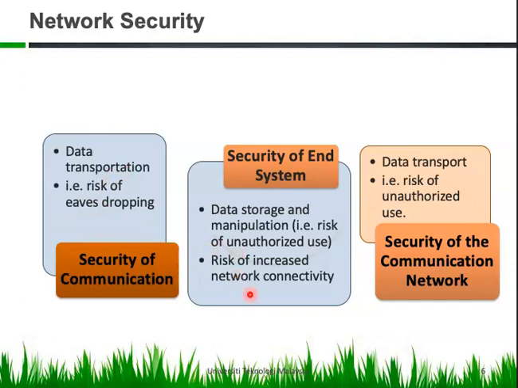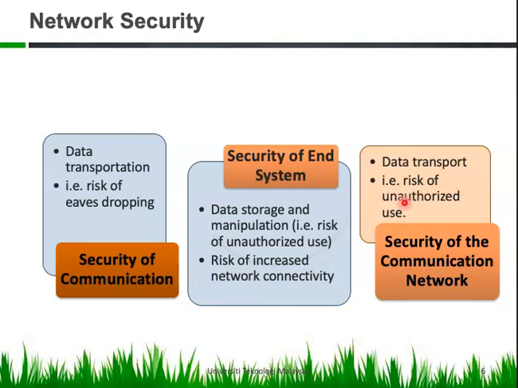Another one is security of end system. It is more towards the security of the node. For example, we want to avoid data storage and manipulation, and we want to avoid the risk of unauthorized use. If there are cases of unauthorized use, this will increase the risk to network connectivity. Let's say we have our own Wi-Fi in our house, then somebody who is not authorized to use our Wi-Fi can hack our password and use our Wi-Fi. So somehow this will increase the network connectivity. It will use our data.